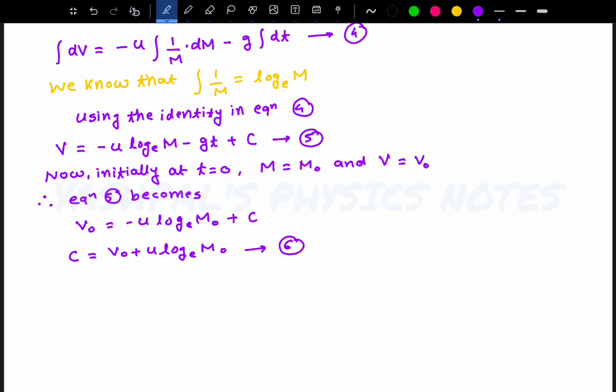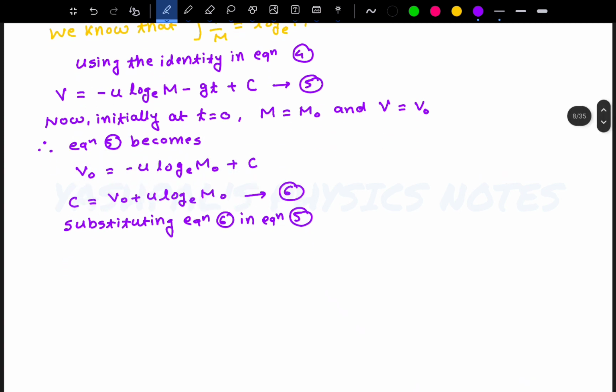So it will become plus u log to the base e m naught. So here we have found the value of the constant of integration. Now what we can do is substitute equation number 6 in equation number 5, that is, the constant of integration I am substituting.